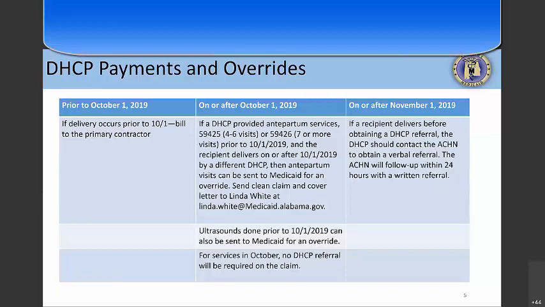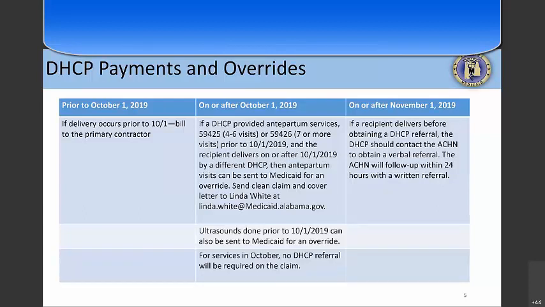Question about the different addresses, whether they're living in Marshall County but the address shows Shelby County: go with the address that is on the eligibility file. The address that is on the eligibility file is what the agency used to assign recipients to an ACHN. So for that one, call Alabama Care Network Mid-State because they're the ones who cover Jefferson and Shelby County.